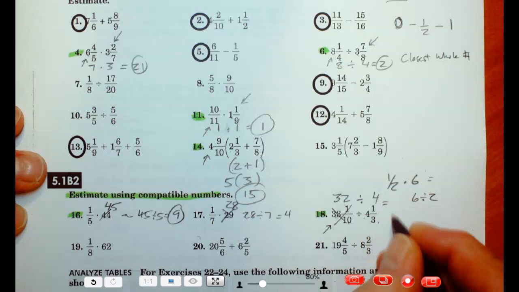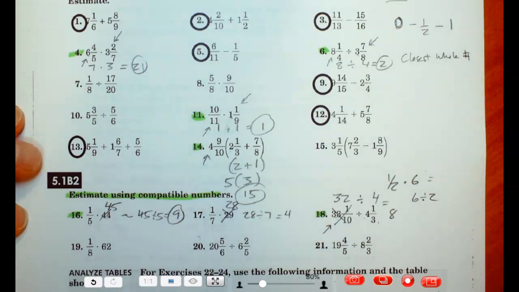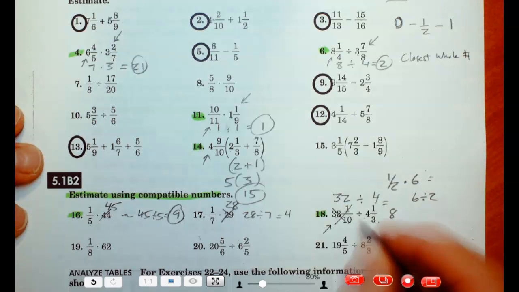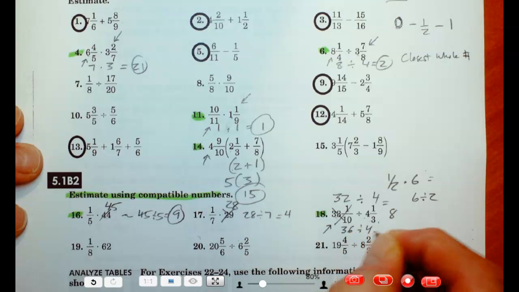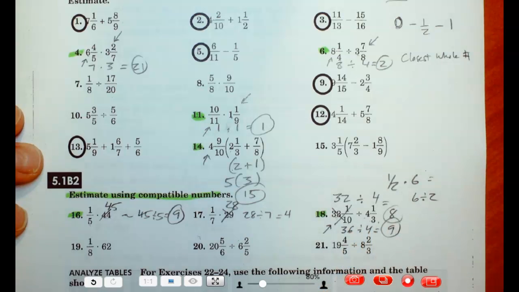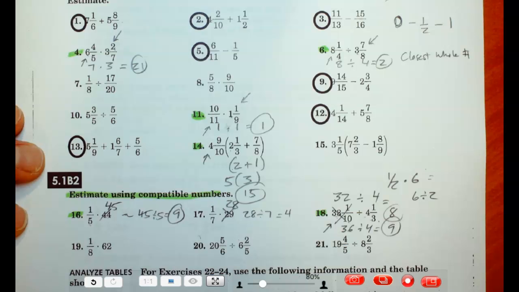32 divided by 4. Well, that's one way of doing that, getting 8. And again, it's just an estimate. Another way you might do this is say, well, I'm going to bump this guy up and call this one 36. 36 divided by 4, which is 9. I think either of them are reasonable estimates for 6th graders.